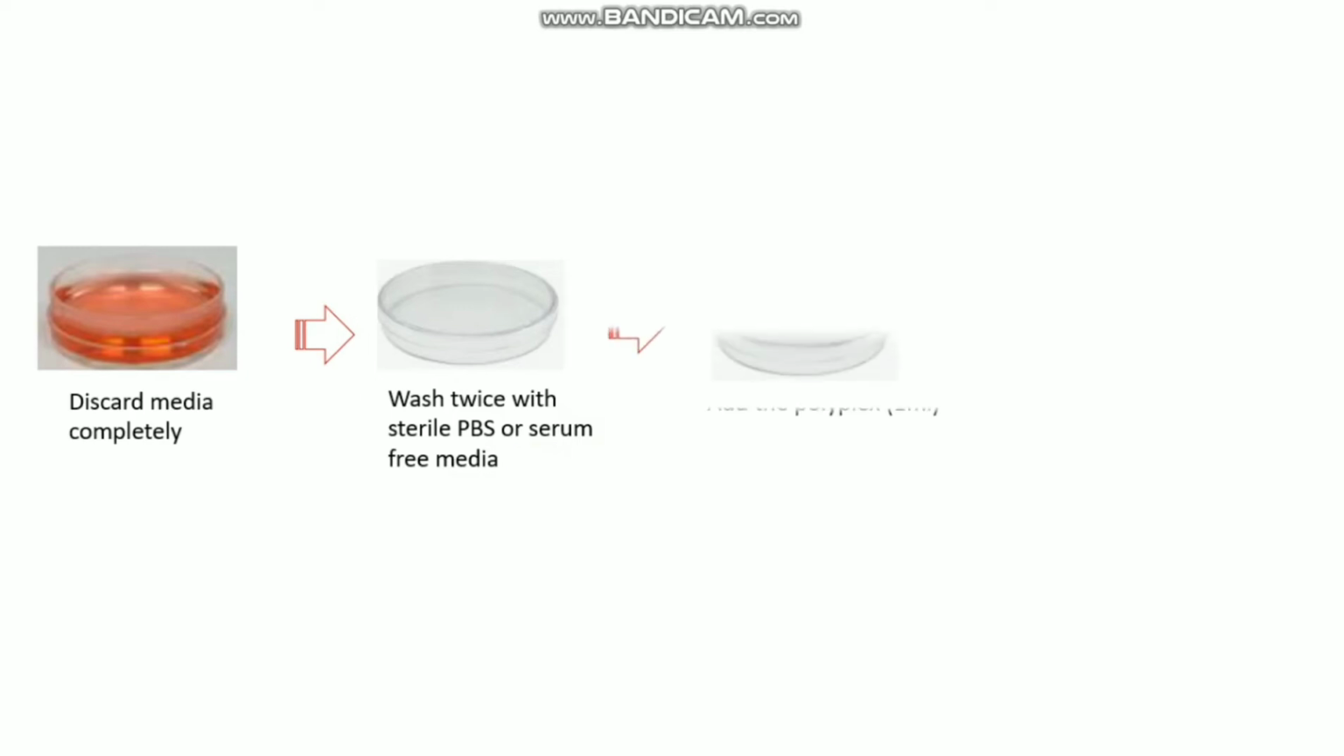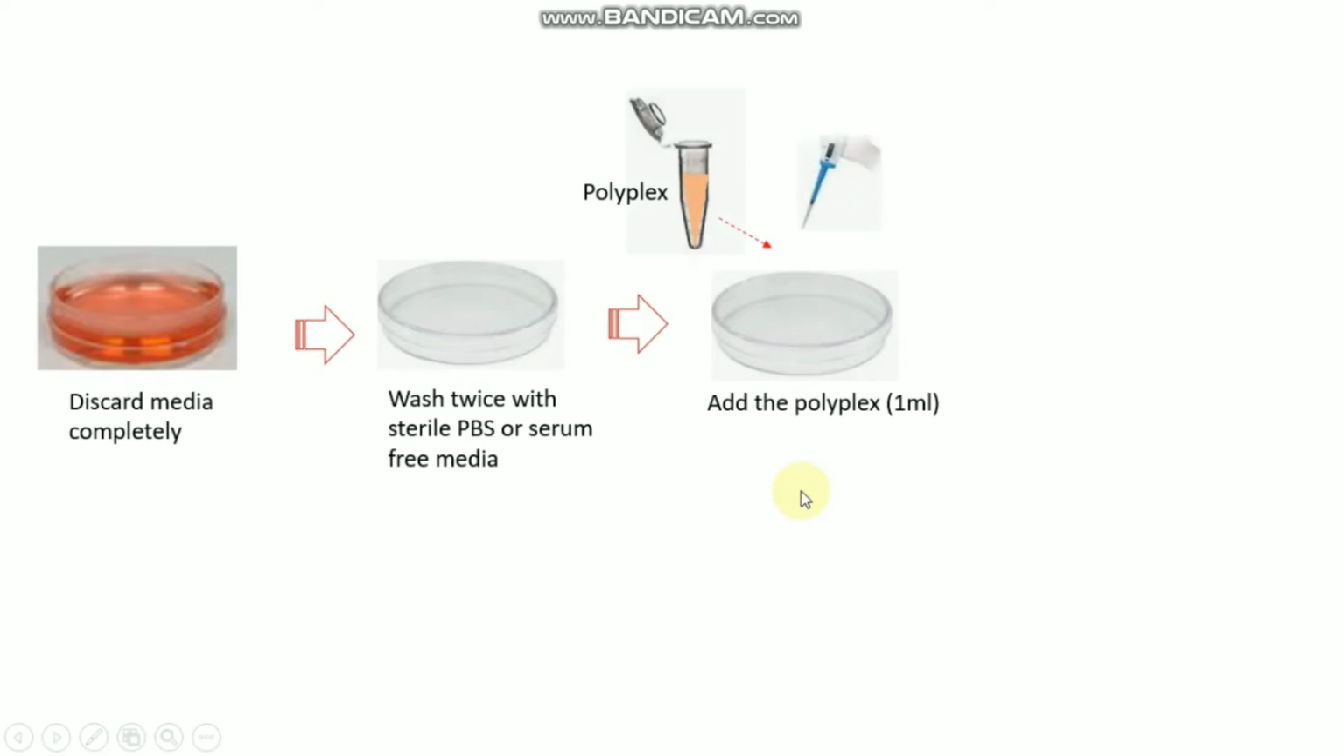And then you have to take your dish from the incubator and discard the media completely. Make sure that there is no serum or media left, because serum influences the transfection efficiency. And then wash twice with sterile PBS or serum free media to wash out the complete serum from the dish, and then add the polyplex, the DNA PEI that we left for 15 minutes.